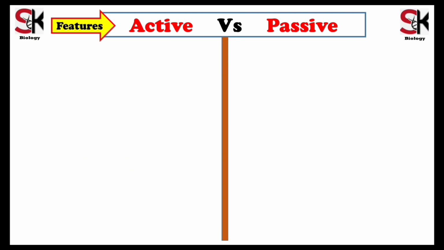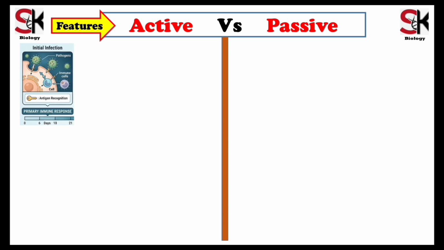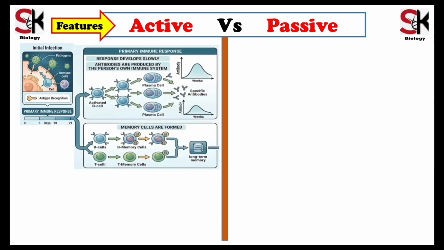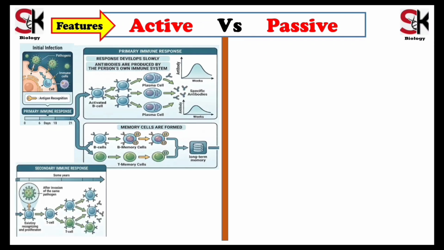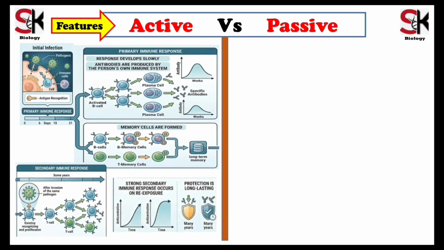Now, let us look at the important features of active immunity. First, antibodies are produced by the person's own immune system. Second, memory cells are formed, which help the body remember the antigen for future protection. Third, the protection is long lasting. Fourth, the response develops slowly because the immune system needs time to react. And finally, a strong secondary immune response occurs when the same antigen enters again.